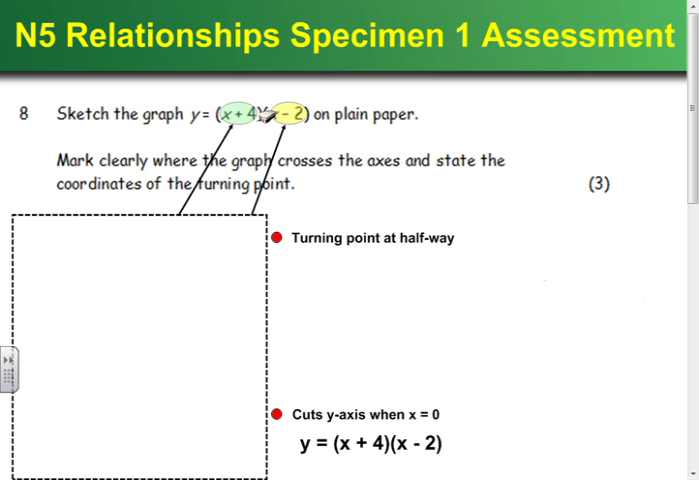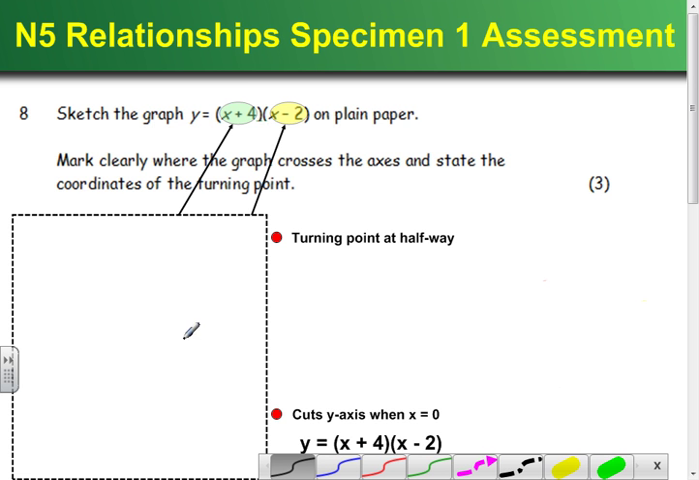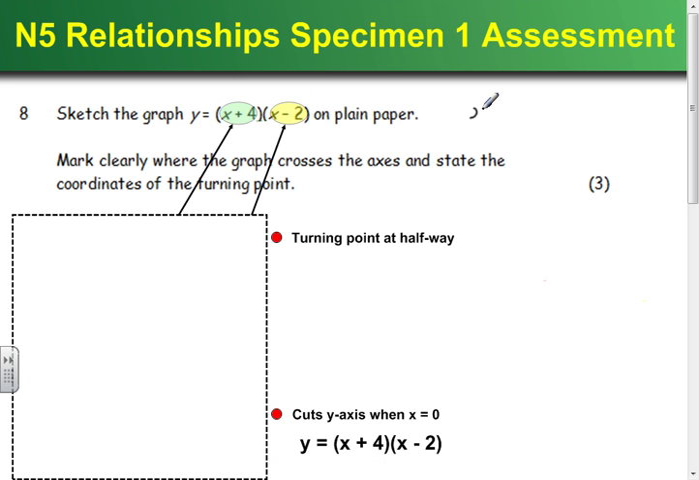Now, the first thing to note here is we can work out the roots. That's where it crosses the x axis. The roots are where that bracket equals 0 and that bracket equals 0. In this case, the roots would be x equals negative 4 and x equals 2. So straight away you can see that and put that in as your roots. That's because it cuts the x-axis when y is 0. So to make y 0, either that bracket needs to be 0 or so does that one.